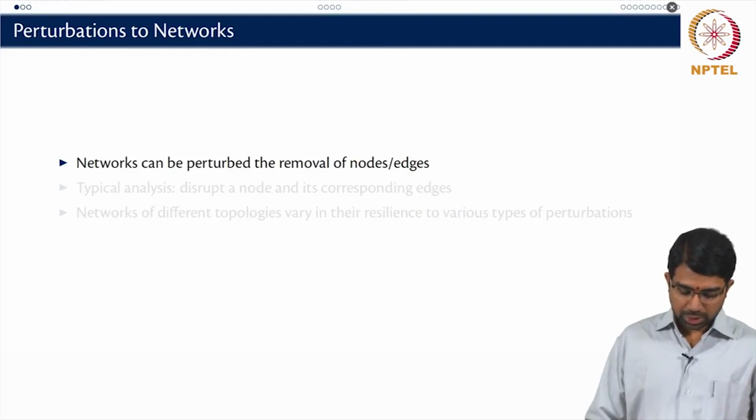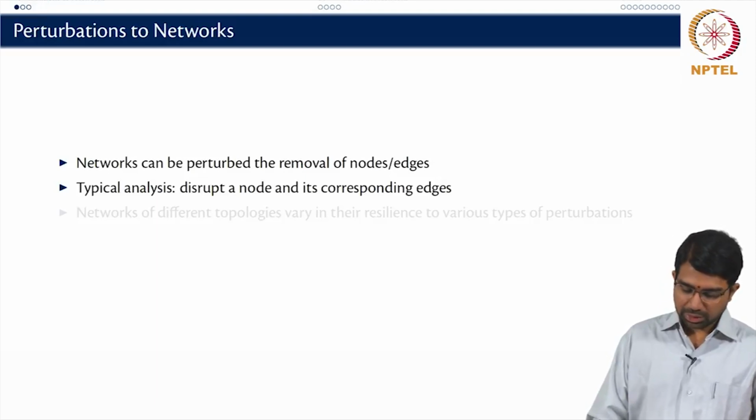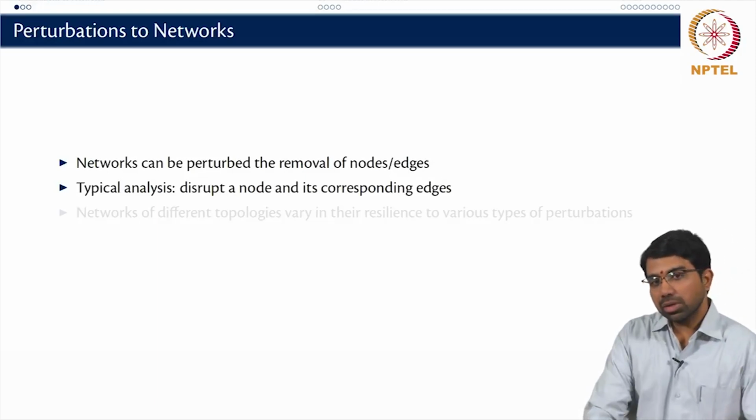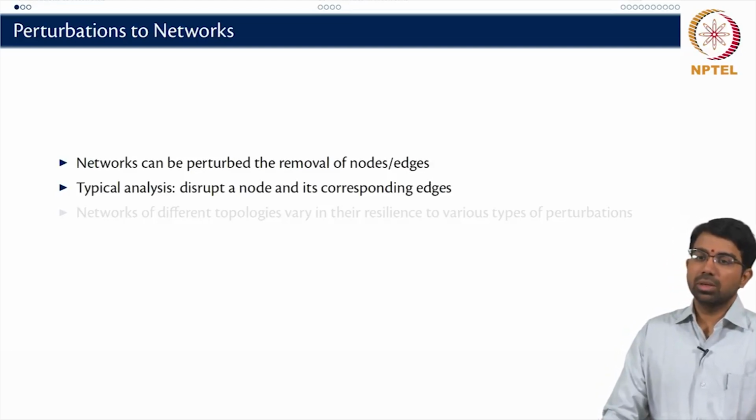The other interesting way to perturb a network would be to just target a single edge, remove just one edge out of a network. This is a very selective perturbation, while the other idea is more of a wholesome perturbation. So, we can perturb a network by removing nodes or edges, or disrupt a node and all its corresponding edges, but networks of different types will basically behave differently when you start perturbing them.